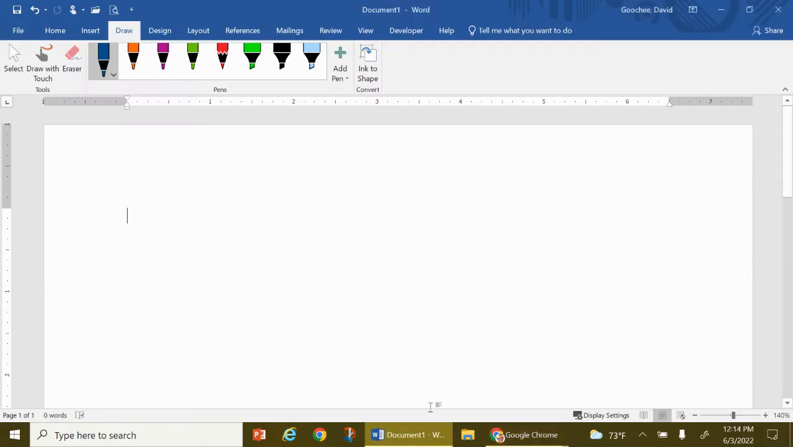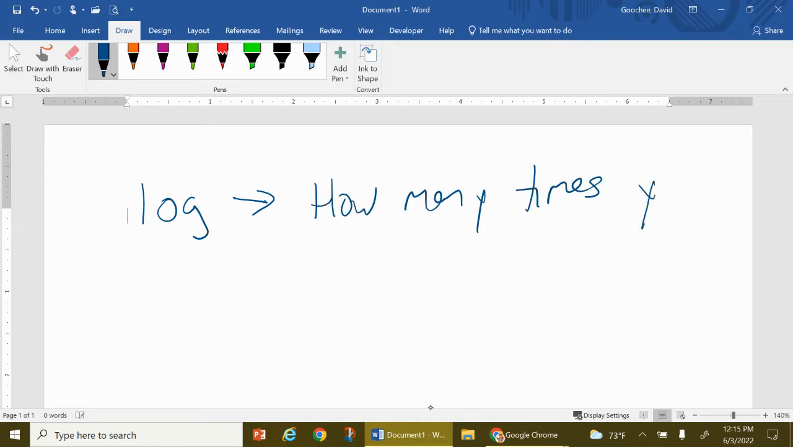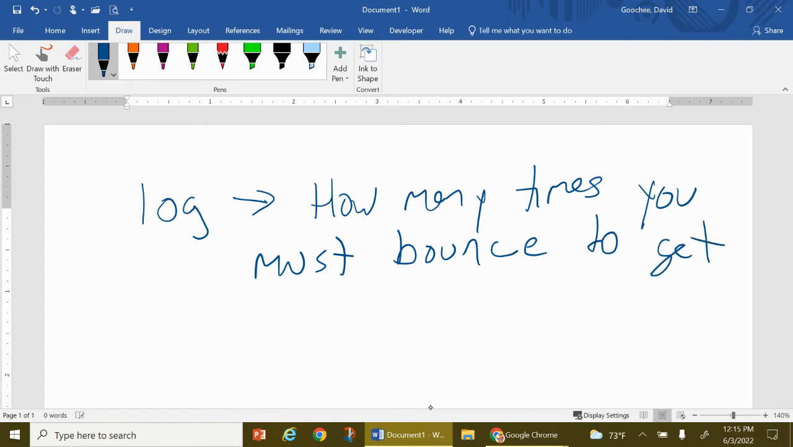All right, listen, here's a brief lesson on what log is. The log function, which many of you have learned in algebra this year, and from my general polling, none of you like, tells us how many times you must bounce a decimal to get 1.